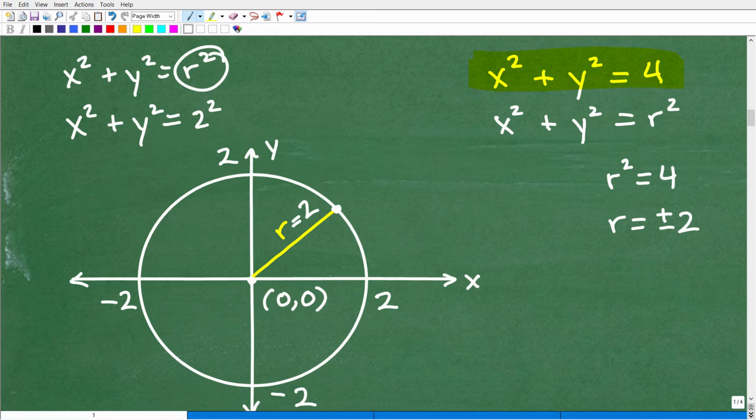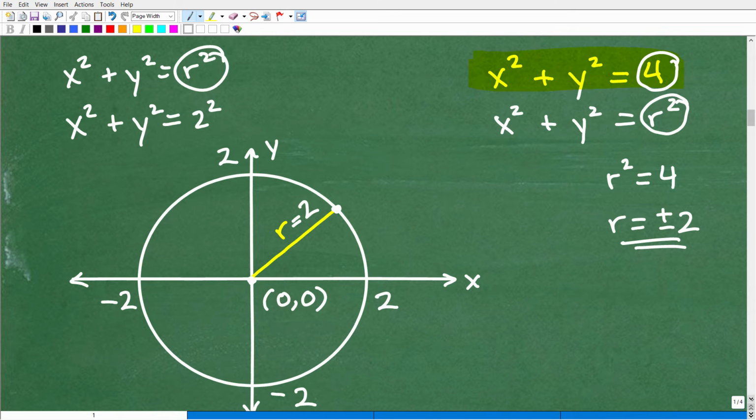Now, what if I gave you this equation and told you to graph it? So if I said, okay, here's x squared plus y squared is equal to 4. Now, if you're looking at this, you're saying, I don't have any H, K here. This is clearly a circle that's going to be centered at the origin. So all you need to find is the radius. So what's the radius? Well, 4 represents r squared. So r squared is equal to 4. Take the square root of both sides. So r will be located at 2 and negative 2.